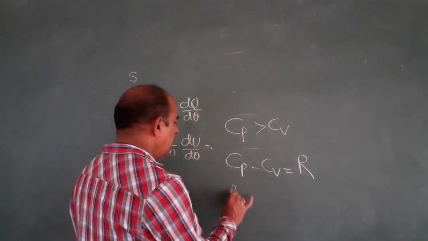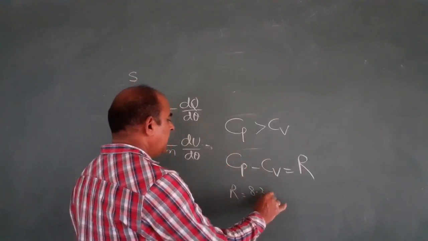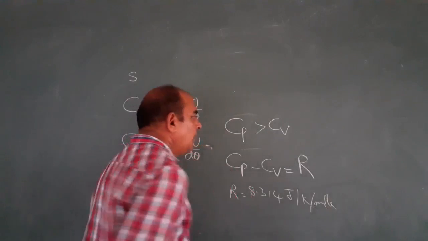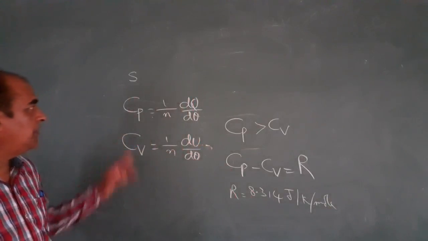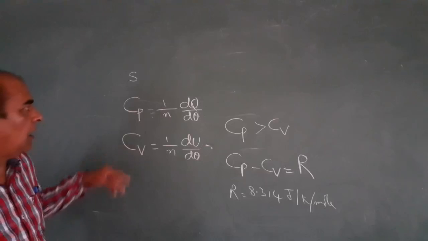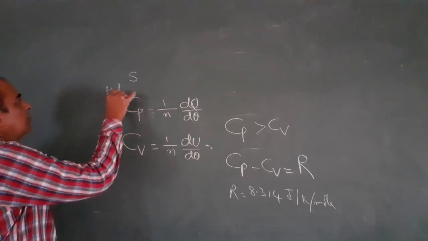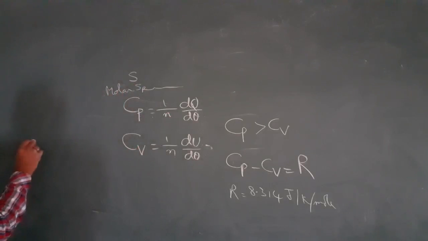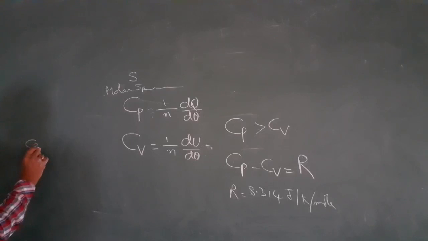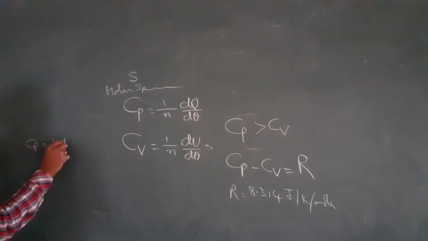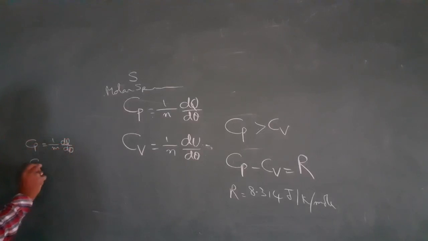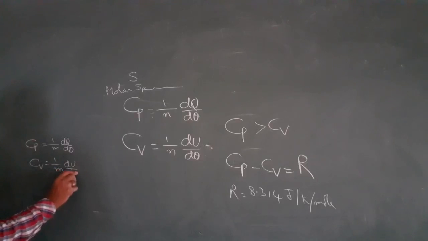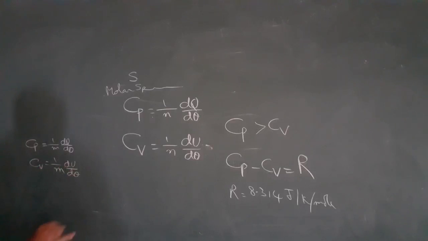The value of capital R we know: 8.314 joule per Kelvin per mole. And Cp and Cv are also of 2 types. These are called molar specific heats. Next we have gram specific heats: Cp is 1/m dQ/dθ, Cv is 1/m dU/dθ. These are called gram specific heats.